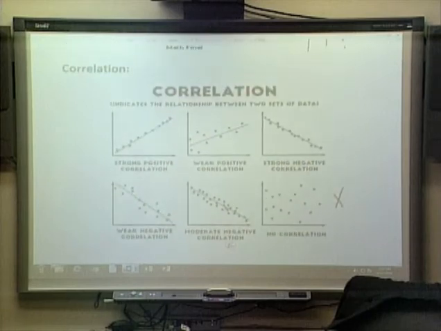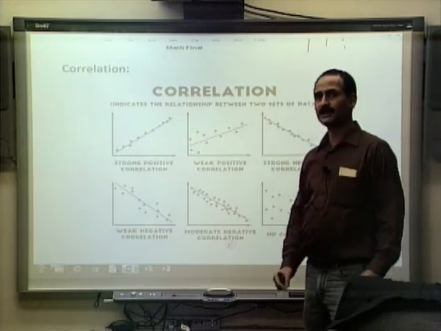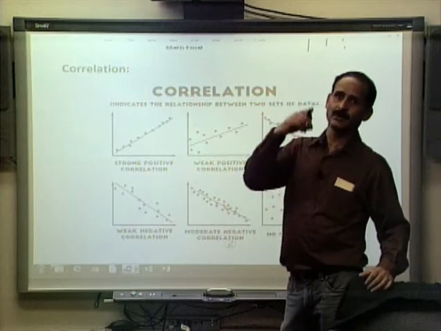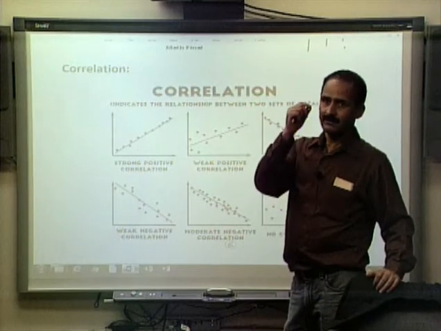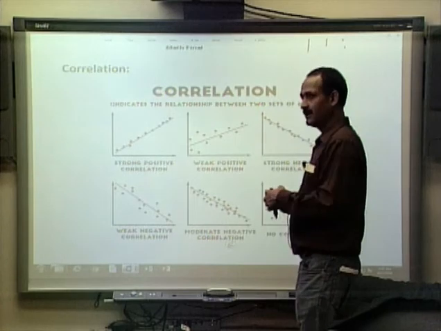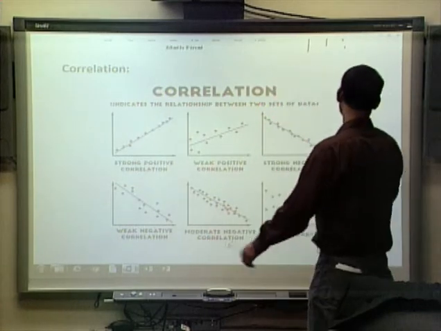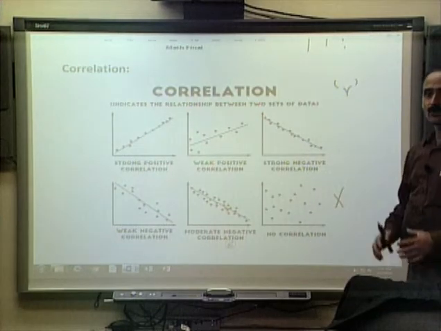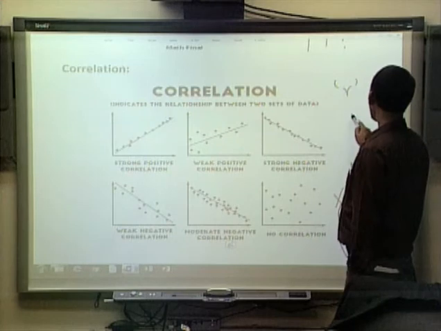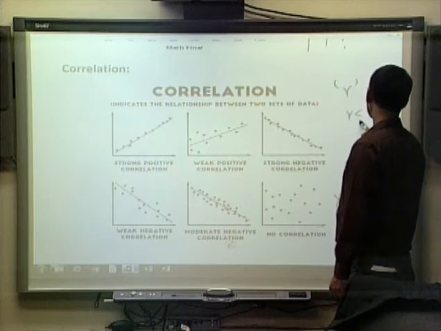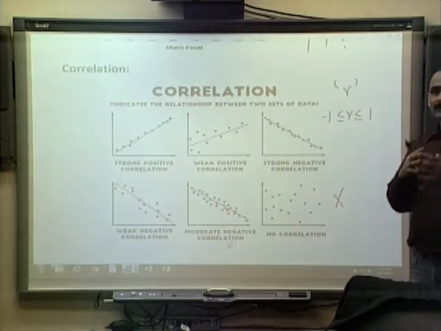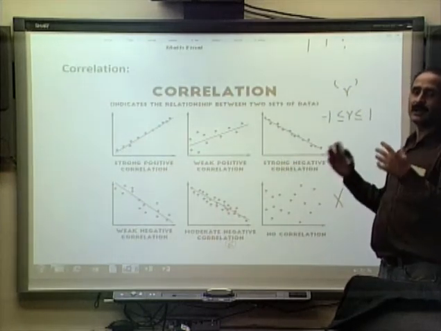Well, correlation in fact is a number. We can calculate a number from the data, and the number that represents correlation in statistics is represented by R. R represents the correlation in statistics. This R, the correlation between two observations, is always between -1 and +1. The correlation is a number between -1 and +1.